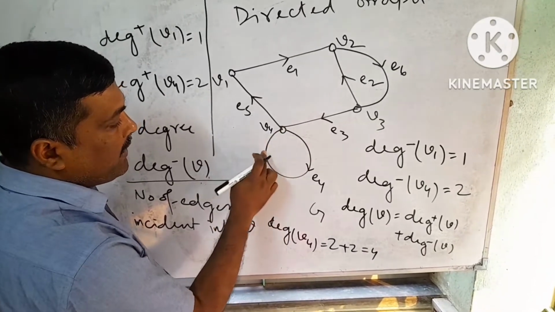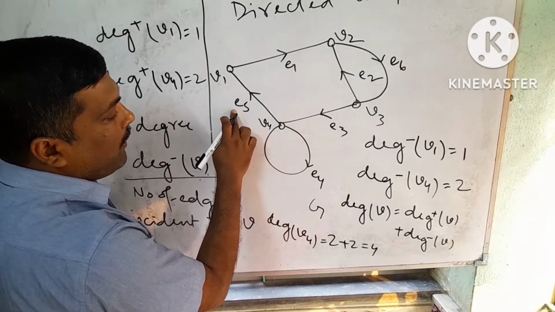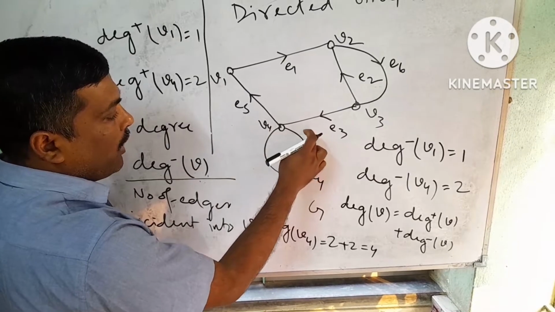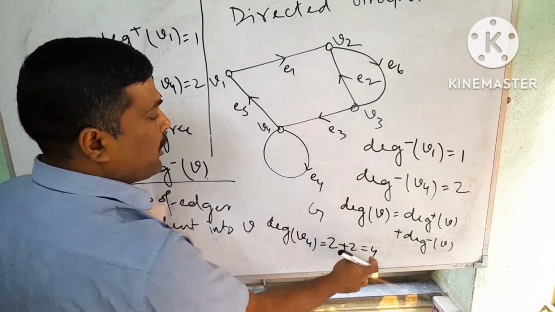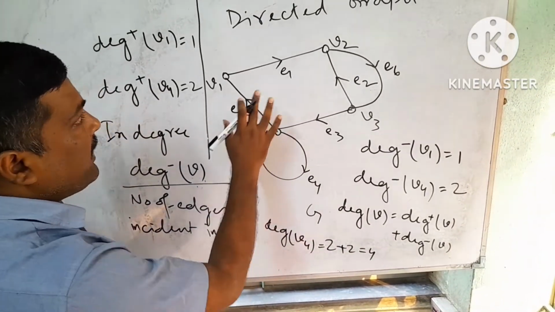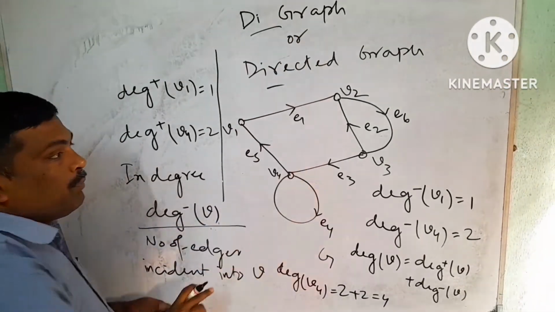So the number of edges incident out from V4 is 1 plus, for the self loop, 1, so 1 plus 1 is 2. Now in degree, for E3 and E4, 1 plus 1 is 2, so the degree is 4. That's why for a self loop we count twice. Okay. So this is the in degree and out degree of a digraph.